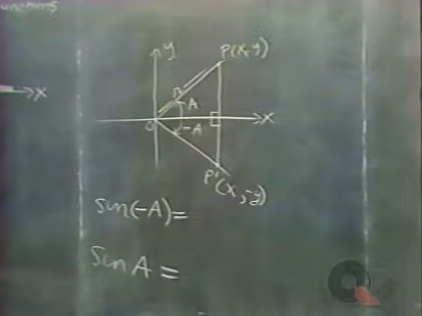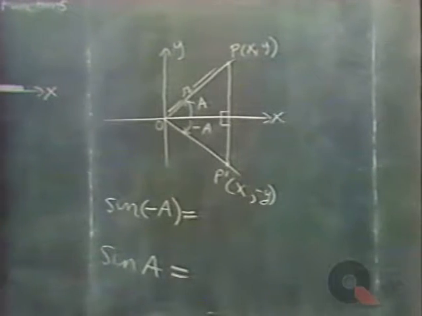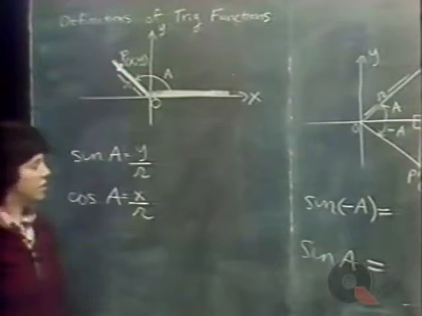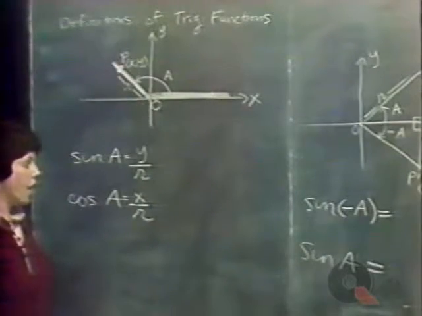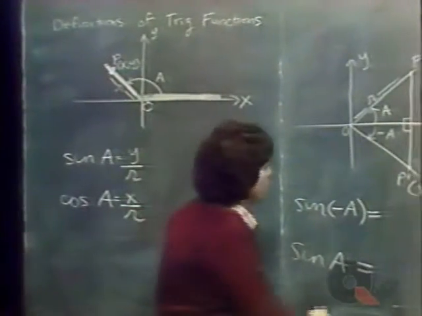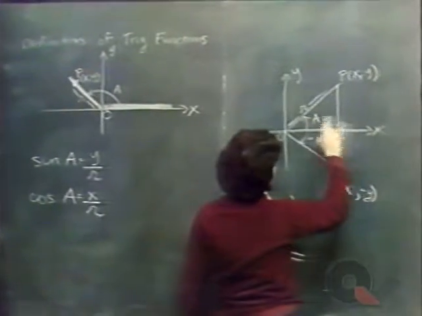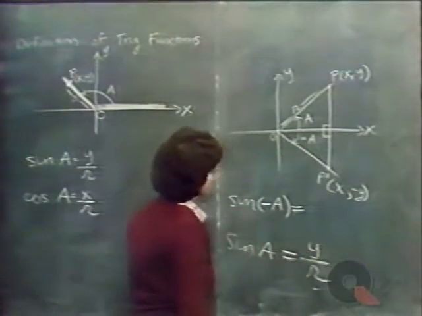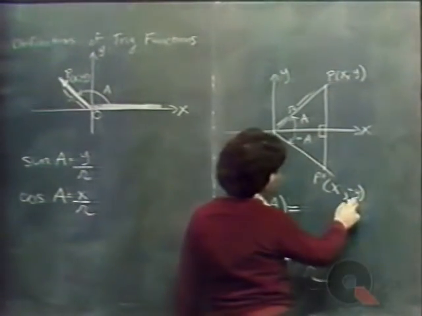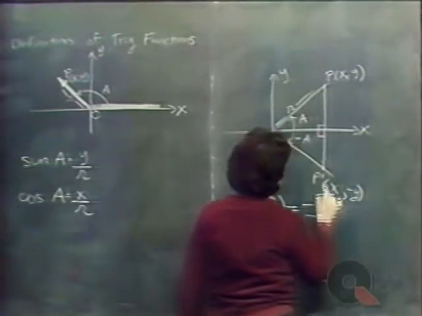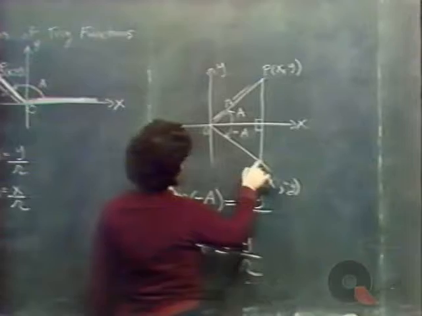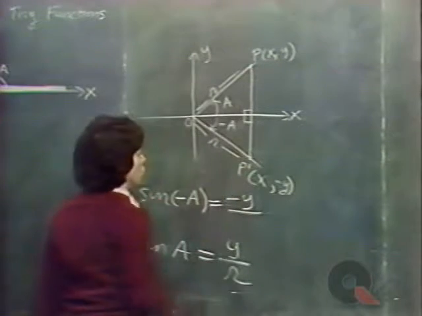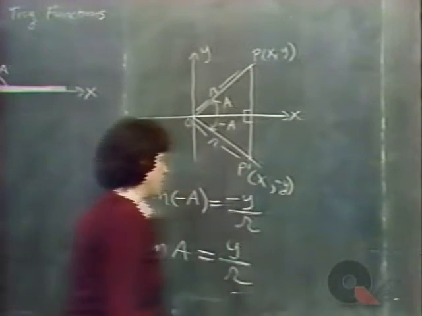The sine of an angle, remember, going back to our definition here, is the y-coordinate of the point on the terminal side divided by the distance of that point from the origin, the y over r. So for angle A, it's going to be y over r. Whereas for angle minus A, the y-coordinate of the point on the terminal side is minus y. The distance of the point on the terminal side from the origin is r as well, because these two triangles are congruent. So we have minus y over r.